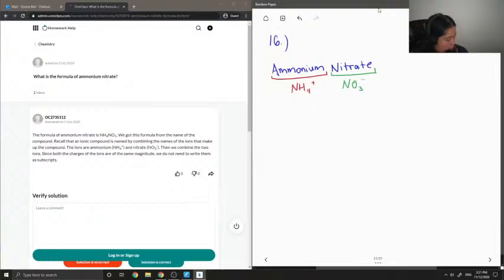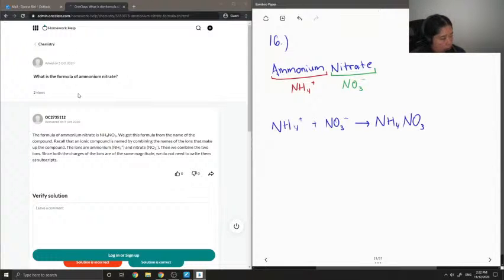Okay, so let's show these ions coming together to form NH4NO3.